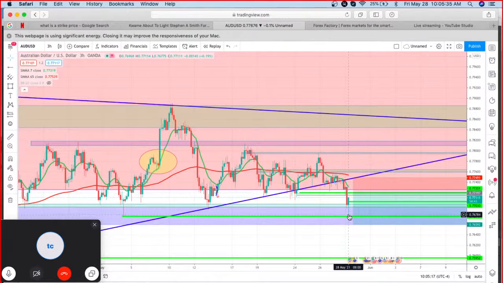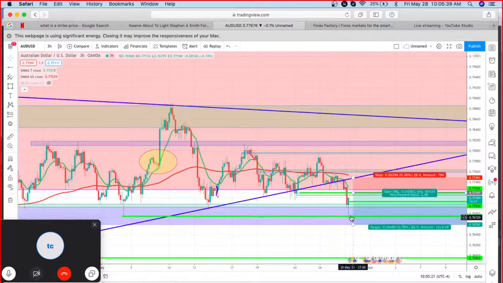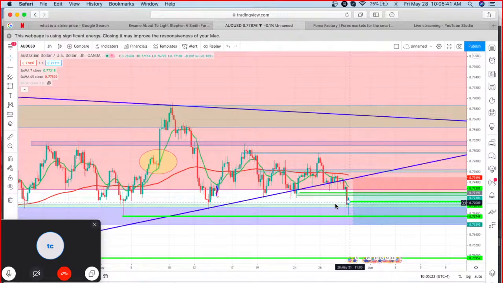Oh, so hold on. Where did it close? Where the body's at? Oh, so it came down, but it closed back up into pretty much the structure of these lows. So it came down to 76.75, excuse me, 76.740, but the body closed all the way back up at 77 even.